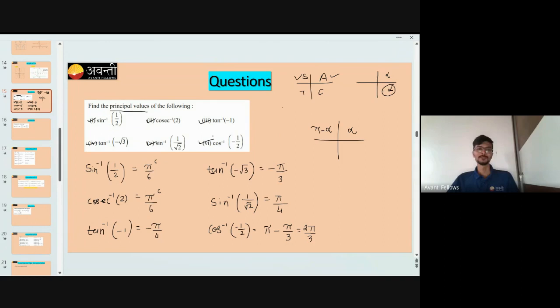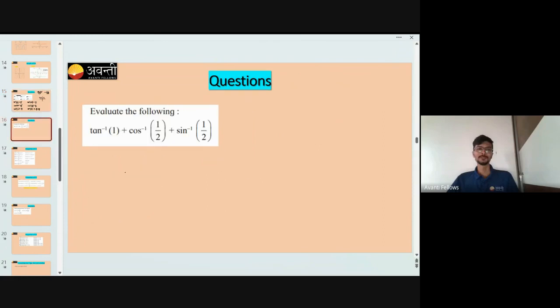So yeah, these questions are done. I hope you understood this. It will be more simple for you when we know the properties. If we know the properties, then these negatives will be easy to tackle. Now let's look at some other questions for practice. Evaluate. Now we have to find the sum. As we can see, all the values 1, half, and half are positive, means for positive values, we only need to look in the first quadrant.